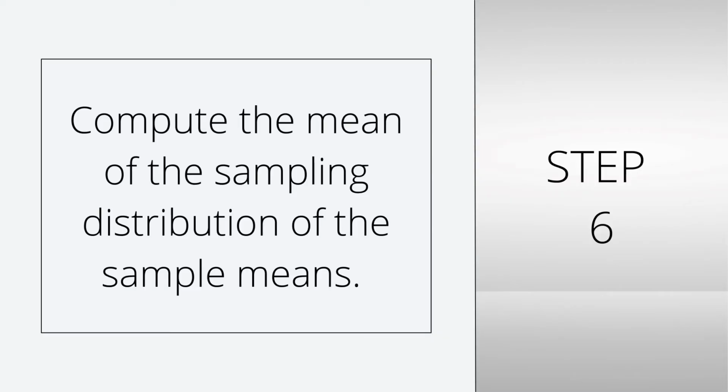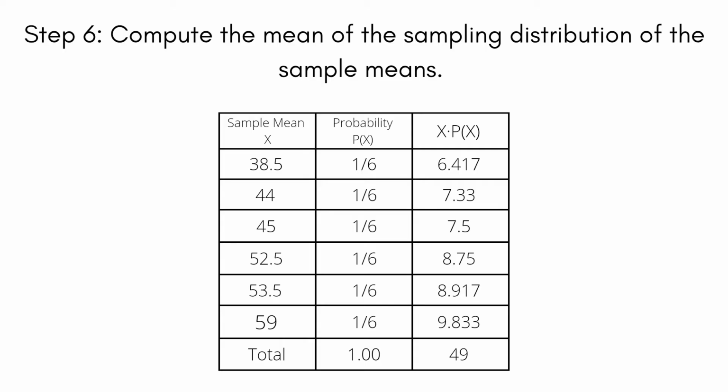Step 6. Compute the mean of the sampling distribution of the sample means. Again, we have created a table with 3 columns. The first column contains the sample means. The second column contains the probability. And the third column contains the product of the sample mean and the probability.